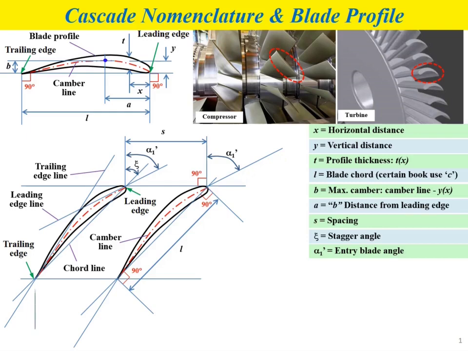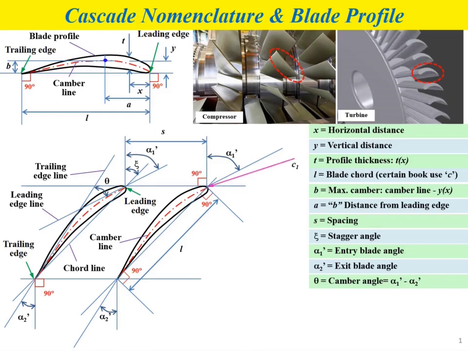And if we draw a vertical line at the trailing edge point, the angle between the trailing edge line and this vertical line is the exit blade angle, represented by alpha 2 prime. Next, the angle theta is the angle between the trailing edge line and the leading edge line. Theta represents the camber angle, which we can calculate using this formula: theta equals alpha 1 prime minus alpha 2 prime. Alpha 1 prime is the inlet blade angle, alpha 2 prime is the exit blade angle.